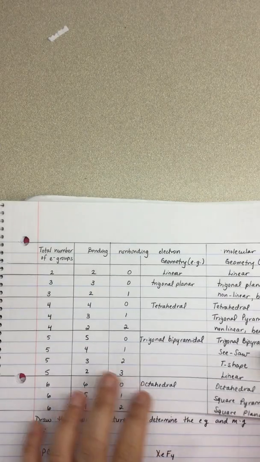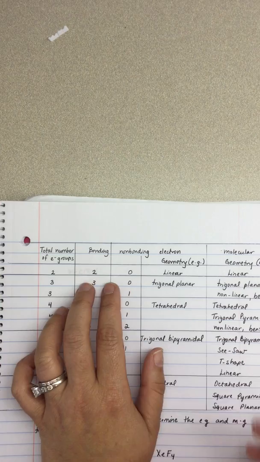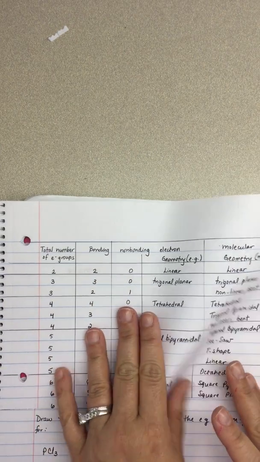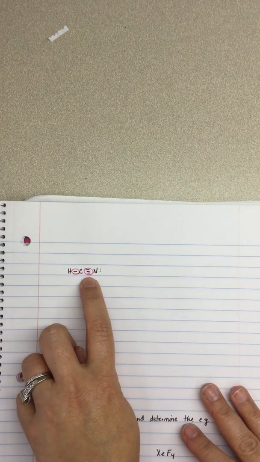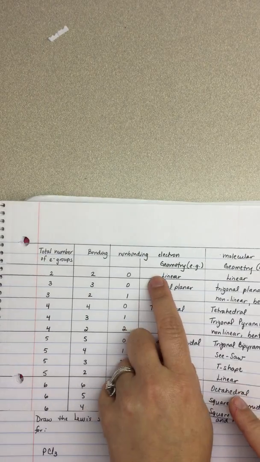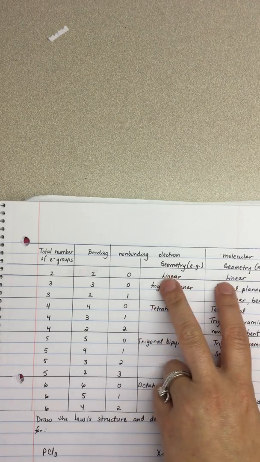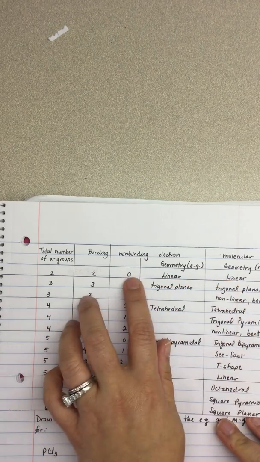So I'm going to move the page. 2 electron groups, you have only one option. All of your electron groups are bonding. If you have a single bond and a triple bond, all of your electrons are bonding. Electron and molecular geometry for both, it's going to be linear, okay? 0 non-bonding, so both of them are linear.